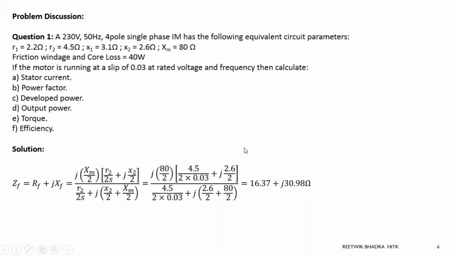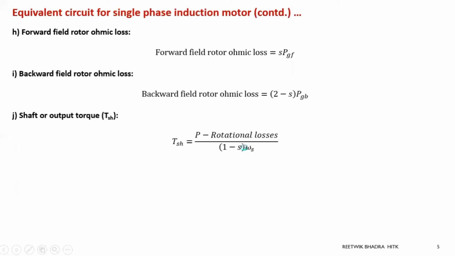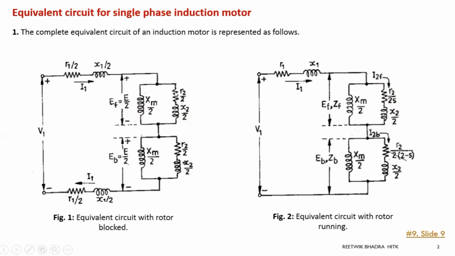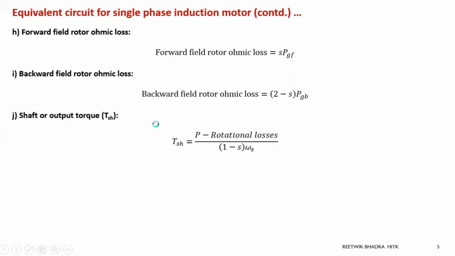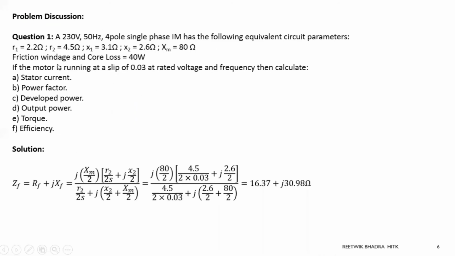Because see the question, which motor it is asked. If it is single phase, no need for line to phase conversion. You can directly use 230 volt. So voltage is given 230, frequency 50 hertz, pole is 4 pole, and all the equivalent circuit parameters are given: R1, R2, X1, X2, Xm. Now friction, windage and core loss as a total is given as 40 watt. Now motor is running at a slip of 0.03 at rated voltage and frequency. Calculate my stator current.